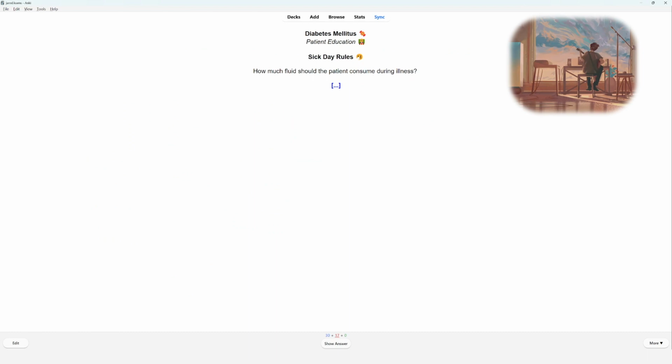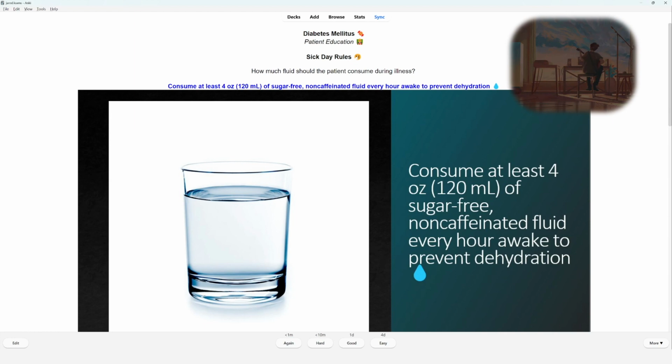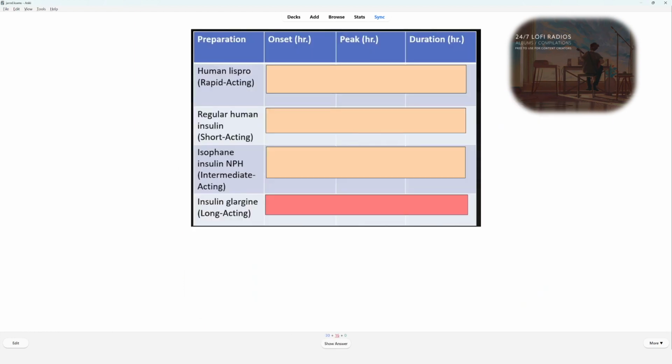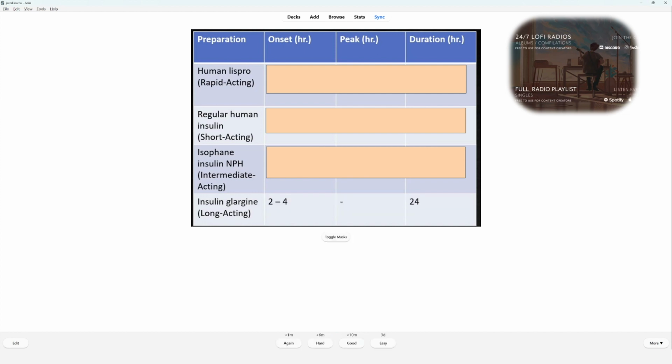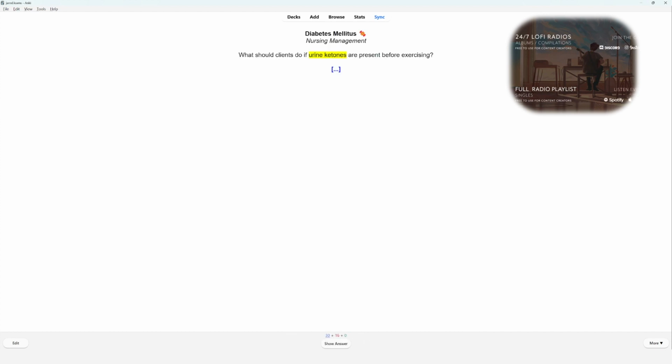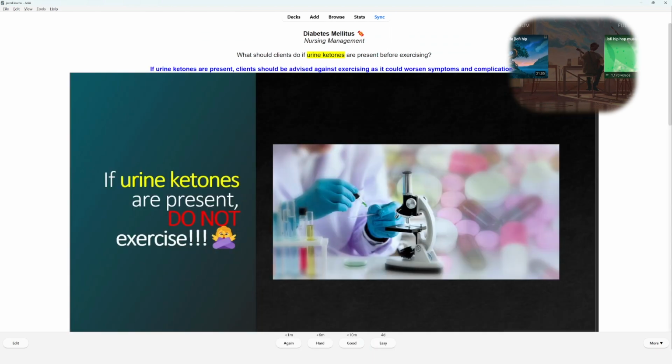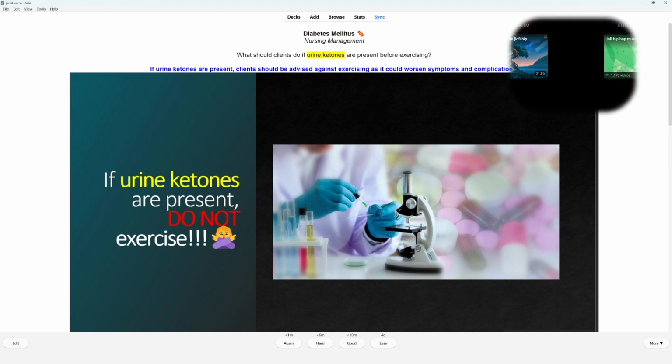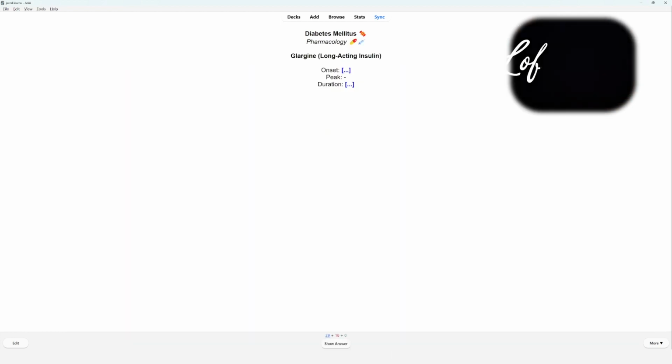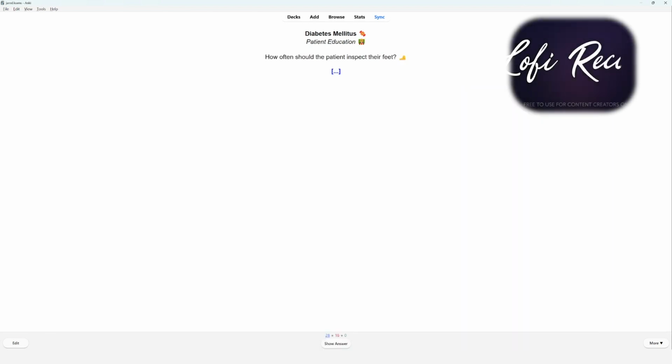How much fluid should the patient consume during illness? You need to be drinking 4 ounces of sugar-free, non-caffeinated fluid every hour awake. 2 to 4 hours onset with the glargine, and then 24-hour duration. What do you do if urine ketones are present? Don't exercise. Do not exercise if those ketones are present. Glargine, 2 to 4, 24 hours.